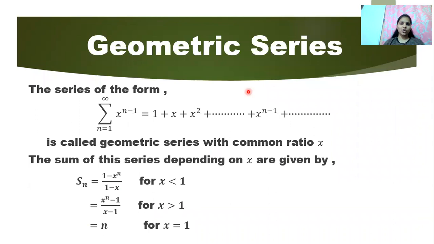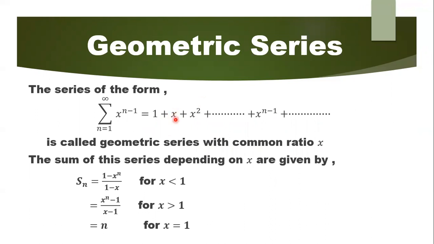First of all, what is a geometric series? The series of the form summation n equal to 1 to infinity x raised to n minus 1, which is equal to 1 plus x plus x square and so on up to x raised to n minus 1 plus and so on, is called a geometric series with common ratio x. Here the common ratio is x because if we divide a term by its previous consecutive term, we get the value x.